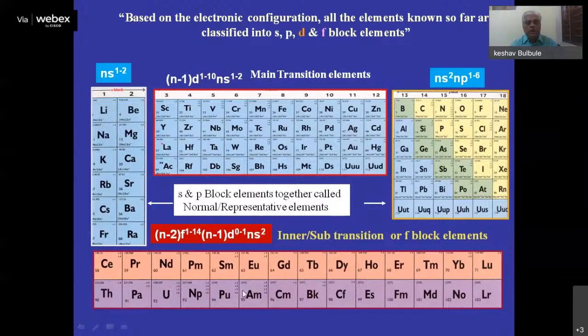These should have been placed actually in the third group of the periodic table. But as I said earlier, to bring about compactness and to make the printing, carrying, displaying of the periodic table so simple, so easy, these two sets of elements have been separately kept at the bottom of the periodic table. And therefore, these are called the inner transition elements or sub-transition elements, or otherwise more popularly known as f block elements.